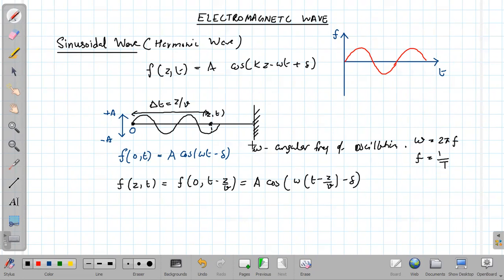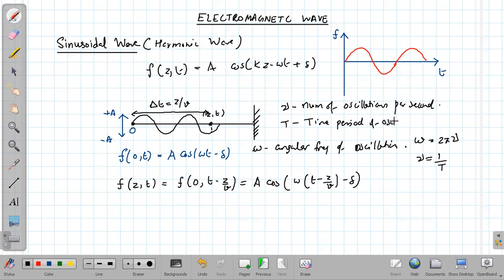What is the physical meaning of frequency? Better not to use f for frequency because we have already used f for the function. So better use the symbol nu for frequency. So nu equals 1 by T. Now what is the physical meaning of nu? Nu is the number of oscillations per second, and T is the time period of oscillation. Okay, so this omega is defined in the domain of oscillation.